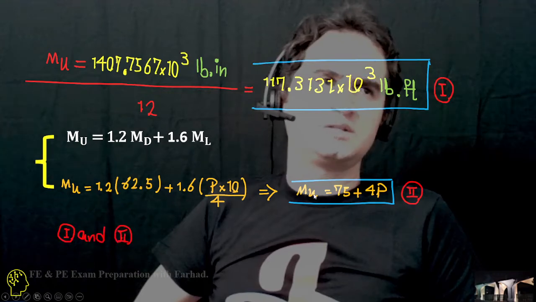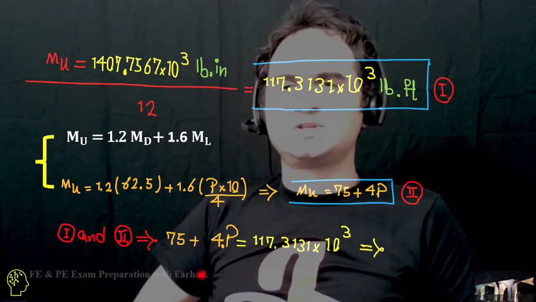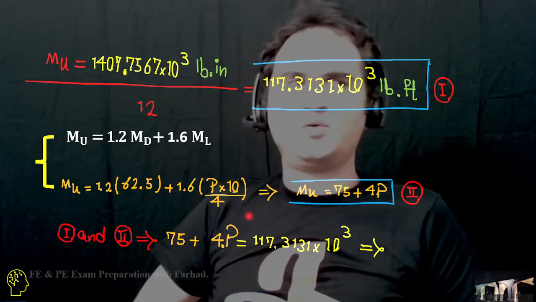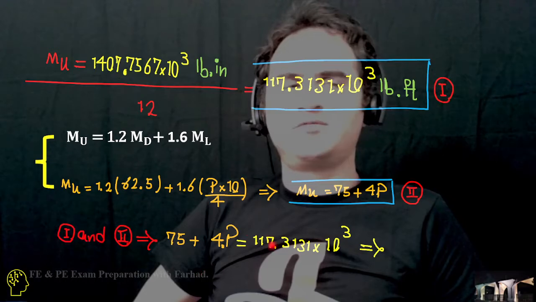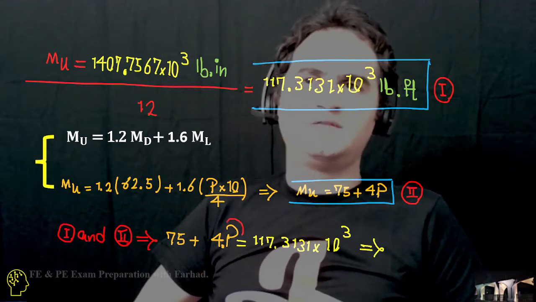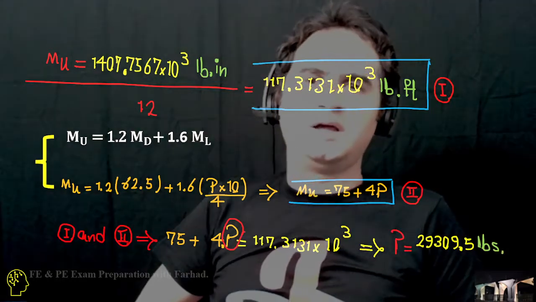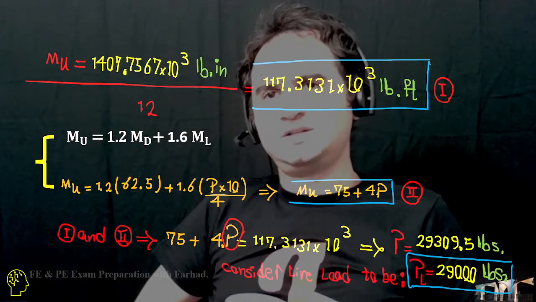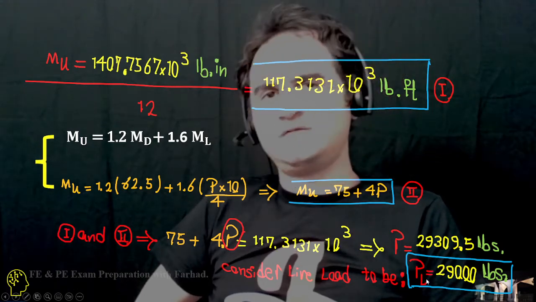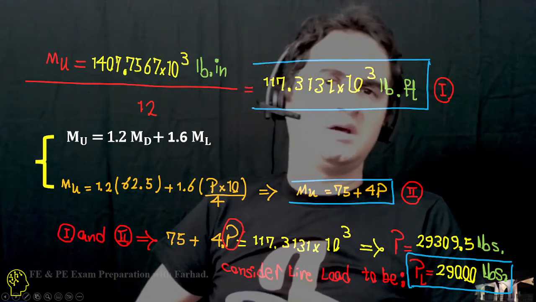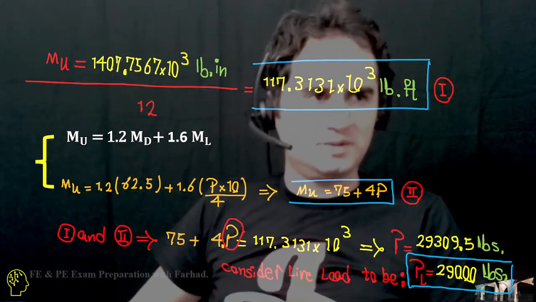If we call this equation 1 and the other equation 2, it says 75 plus 4 times P is equal to 117.3 times 10 cubed. If you solve this equation for P, it gives you the live load, P live, equal to 29,000 pounds. Thank you. We'll review more problems in this topic.